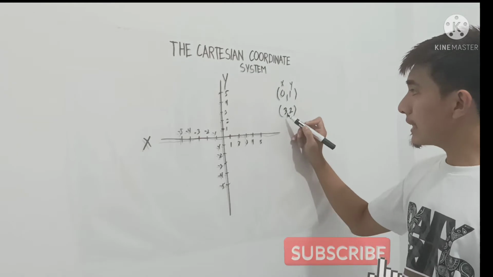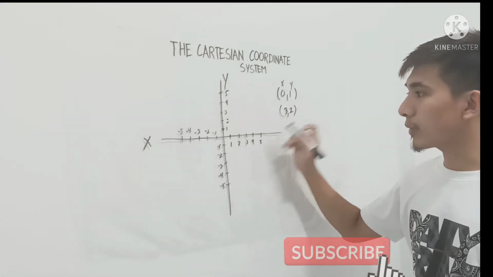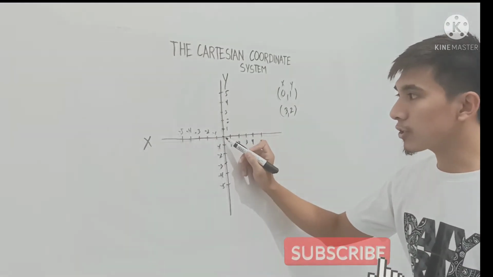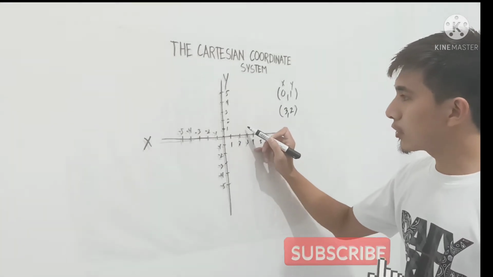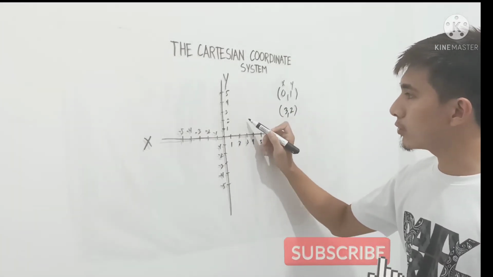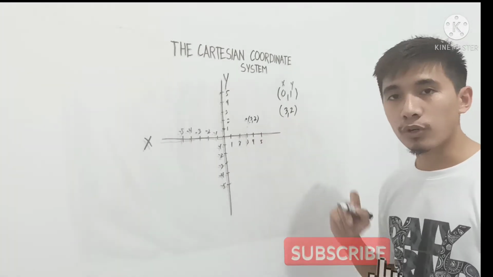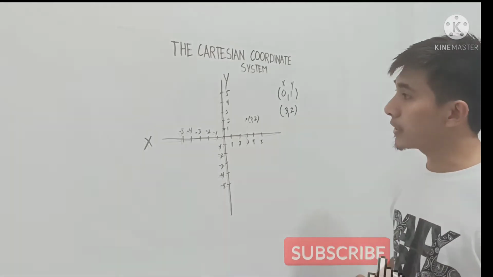So, 3 is our x, and then 2 is our y. So, x, 3, from 0, this is the 0, 0, 1, 2, 3, and then we will go upward by 2. So, 1, 2, this is our point 3 and 2. Okay? That is how we plot in our Cartesian coordinate plane.